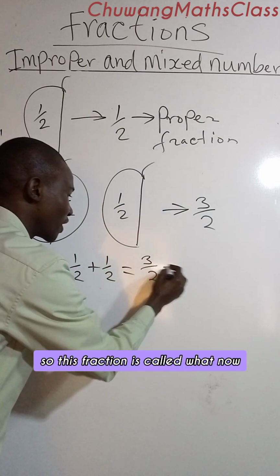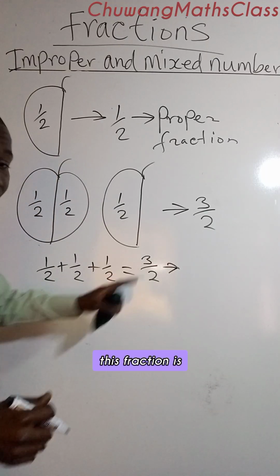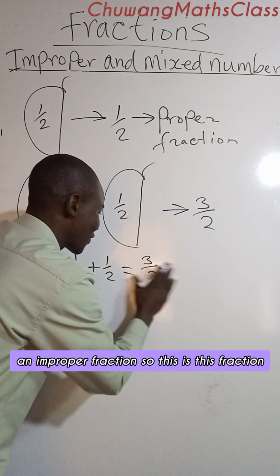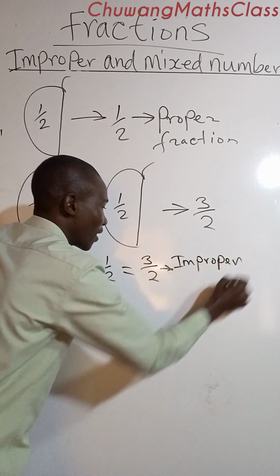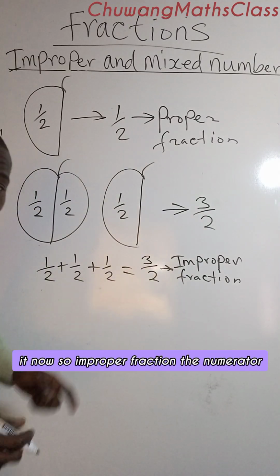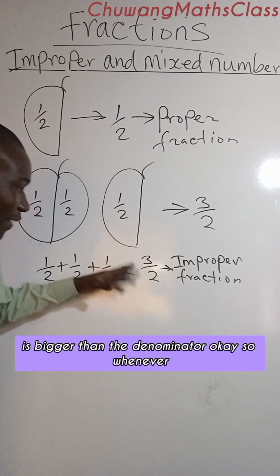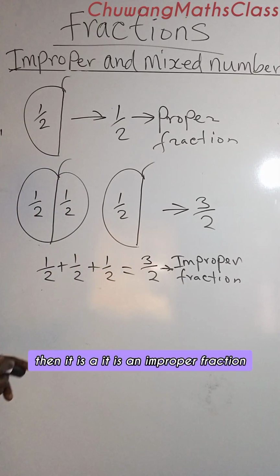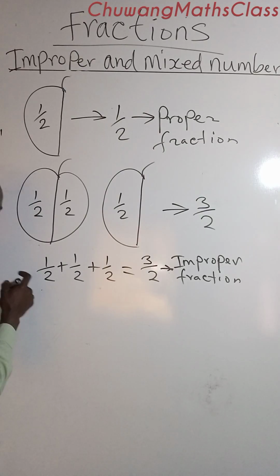So this fraction is called what now? This fraction is an improper fraction. Let me write it. This is an improper fraction. So I hope you can understand it now. In an improper fraction, the numerator is bigger than the denominator. So whenever you have a fraction where the numerator is bigger than the denominator, then it is an improper fraction.